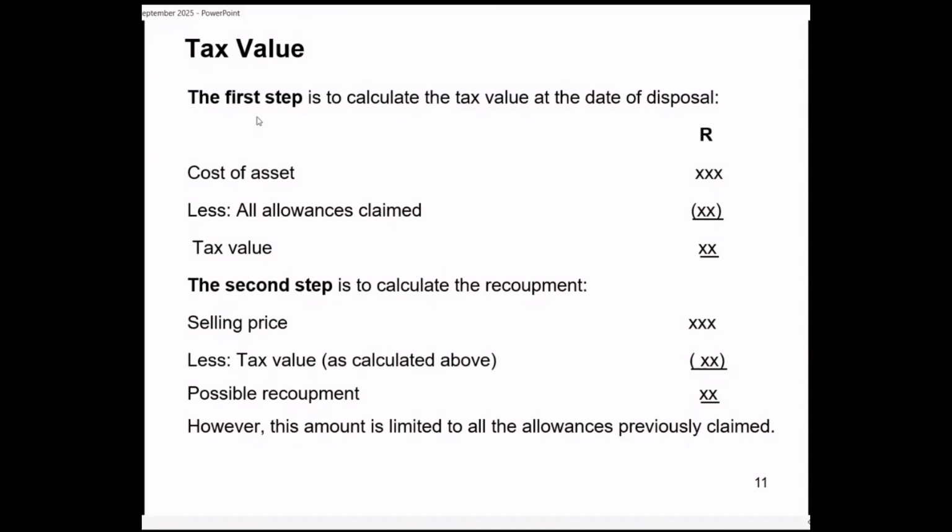So how do we determine the tax value? The first step is to calculate the tax value on the date of disposal, which will be the cost price less the allowance claimed. Remember, the allowance claimed, the capital allowance, will get you the tax value. Then the second step is to calculate the recoupment. You take the selling price less the tax value, and you will get the possible recoupment. However, remember this amount is limited to the allowance previously claimed. We did that when we did the capital allowance.